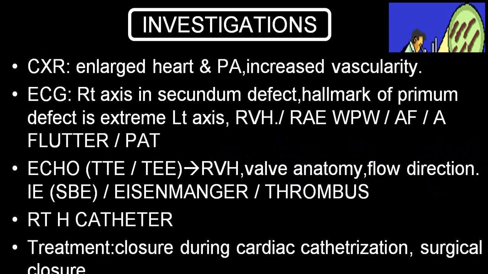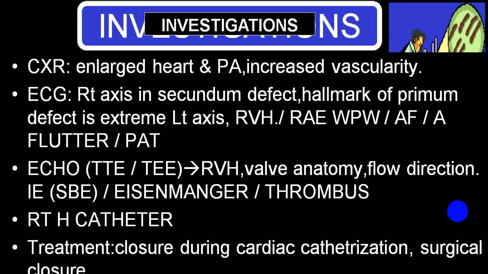Echo will show you RVH, RAE, valvular anatomy. You can see flow direction, number of defects, size of defects, severity of defects. Infective endocarditis can be diagnosed. You can see the direction of blood flow. In Eisenmenger, it will be right to left. Thrombus formation you can make out in the right atrium. While doing a right heart catheterization, it will give you an idea regarding pulmonary arterial pressure, RV pressure and diastolic pressure, right atrial pressure, etc. You can identify this, and then you can go for what we call catheter closure or surgical closure.